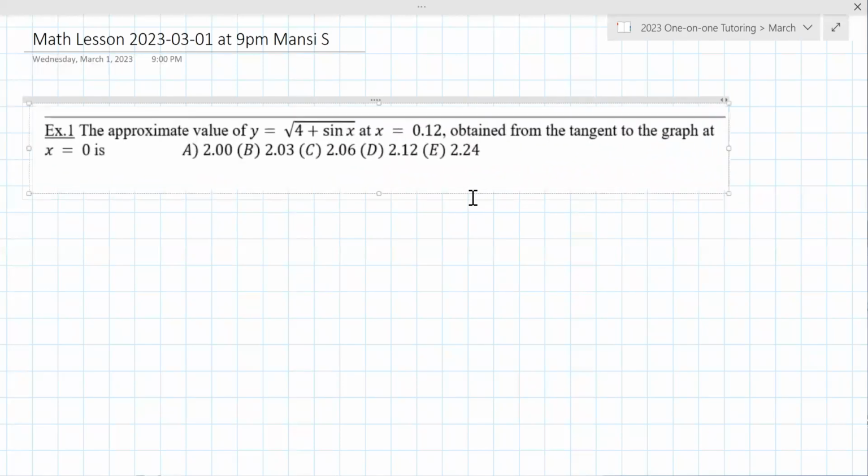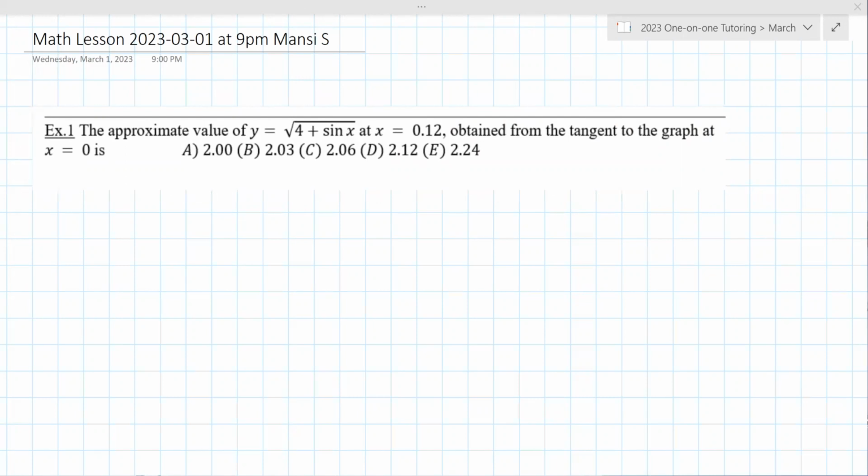Approximate the value of y equals square root of 4 plus sine x at x equals 0.12 obtained from the tangent to the graph at x equals 0. So to do the tangent line, to do the linear approximation, you're basically finding what you've already done, which is the tangent line. They give you this kind of overly complicated formula here, which I'll snip in, but really you need a point and a slope.